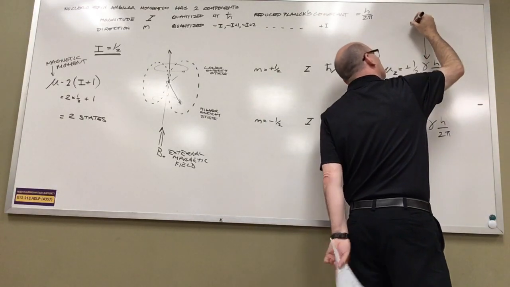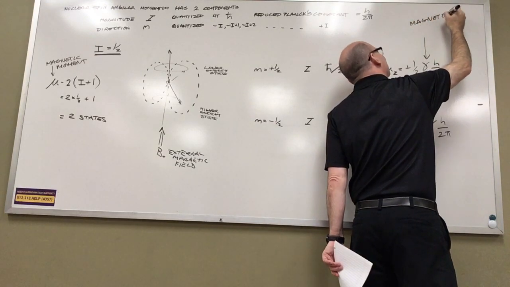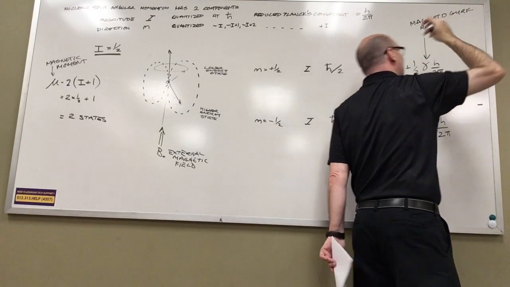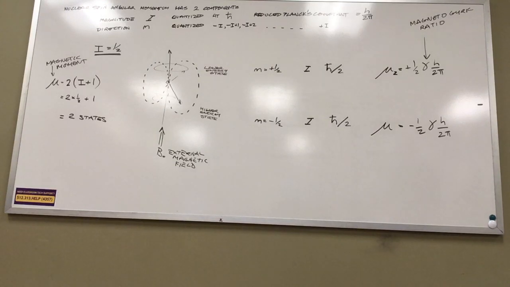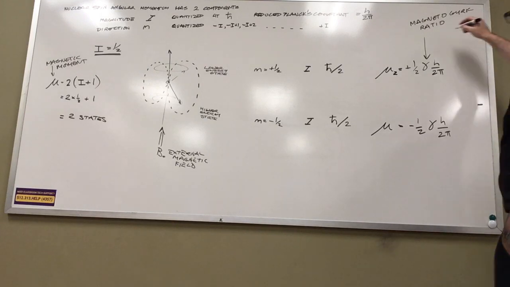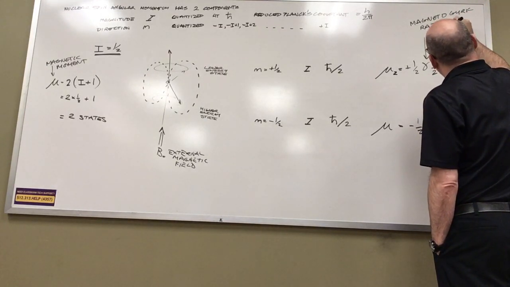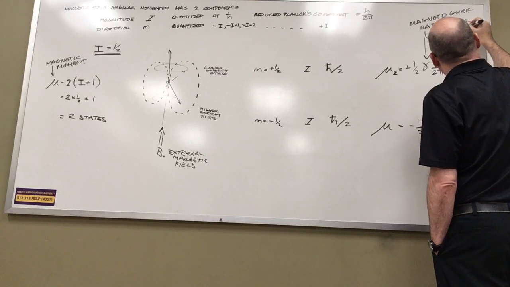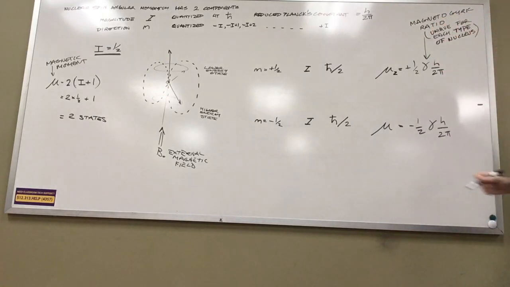See, the more you look, the more there's another constant in there. Oh, well, what does that one mean then? This is unique for each type of nucleus. So hydrogen has its own magnetogyric ratio, carbon has its own magnetogyric ratio. Let's do one that has 3.